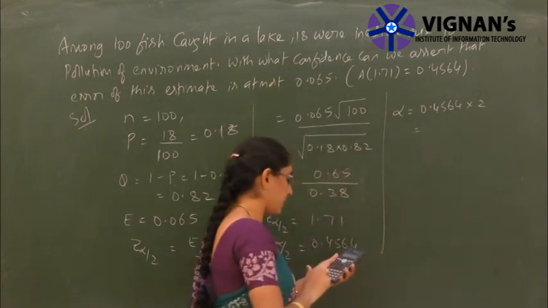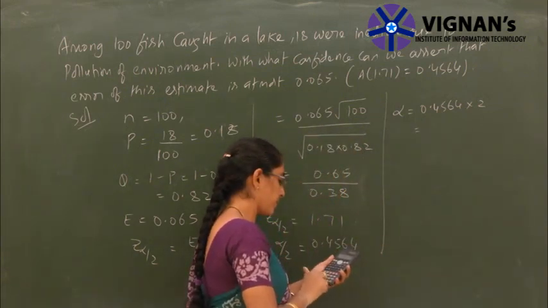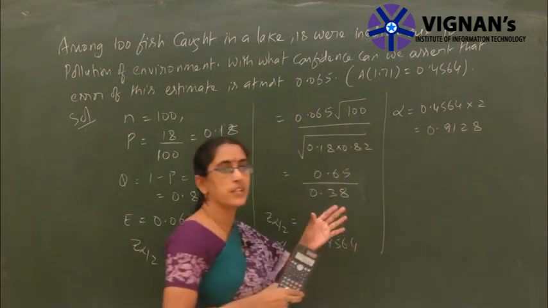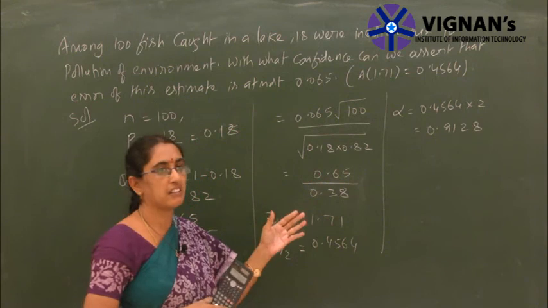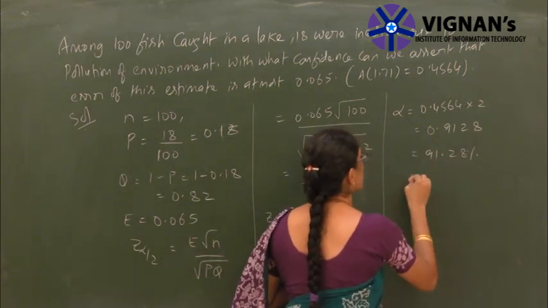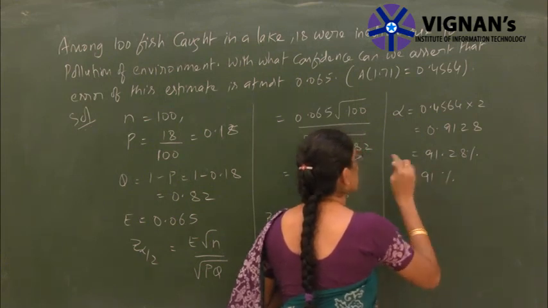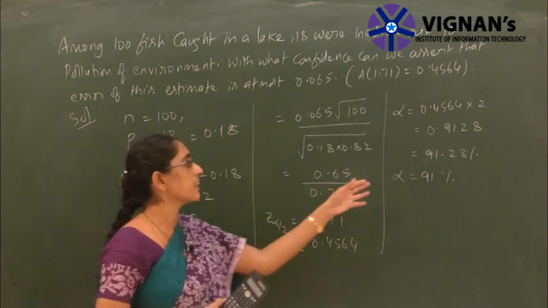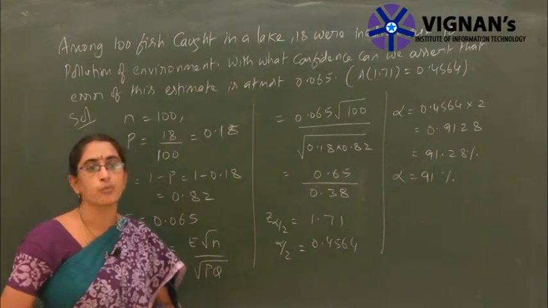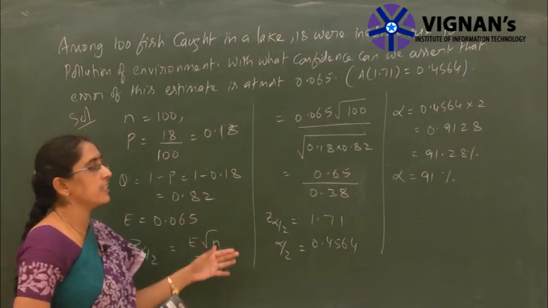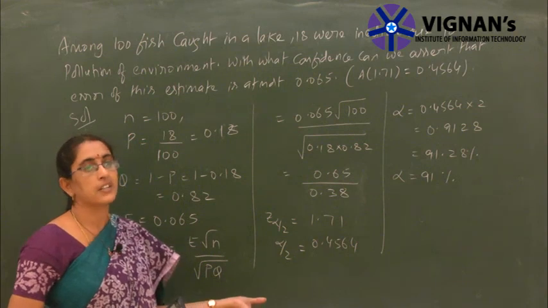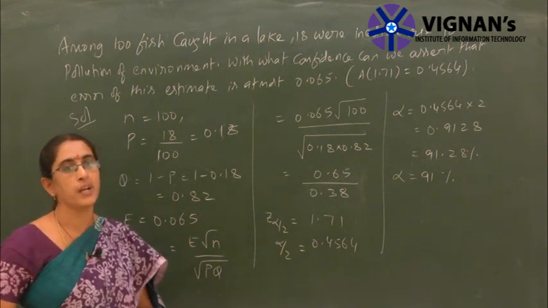That is nothing but 0.9128. But always we measure the confidence in terms of 100%. So it is 91.28%, which is nothing but 91%. So with what confidence can we assert means with 91% confidence we can assert that the estimate is at most 0.065. So with this we have completed the problems on estimation. In the next class we will continue the problems on estimation using normal distribution.